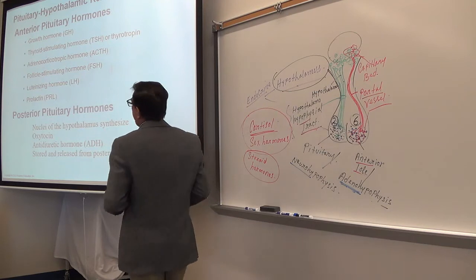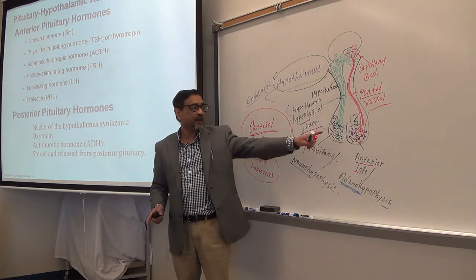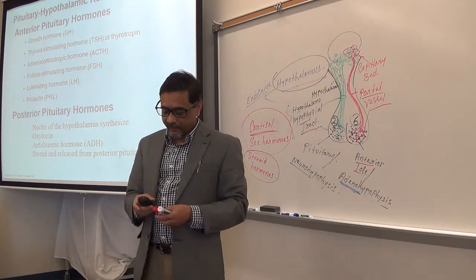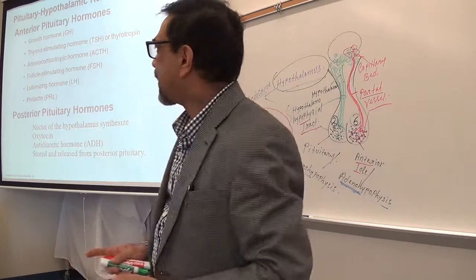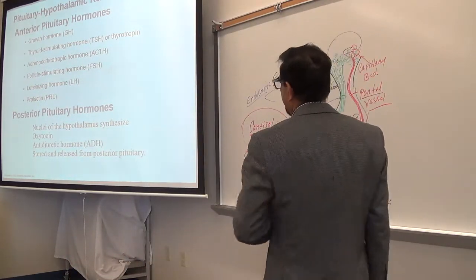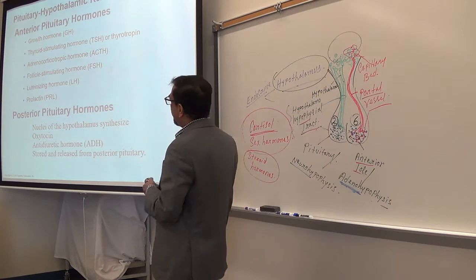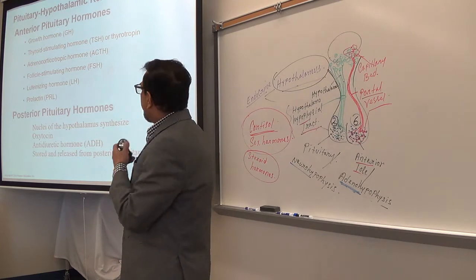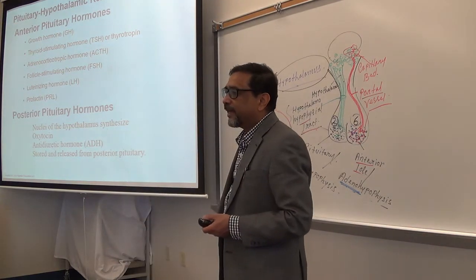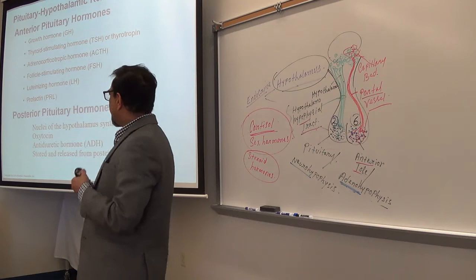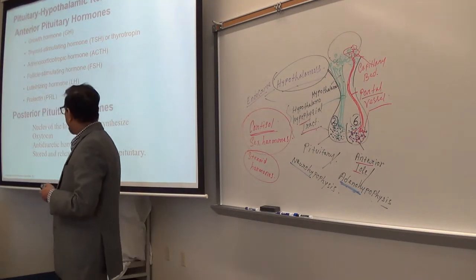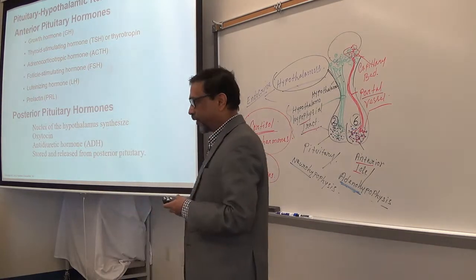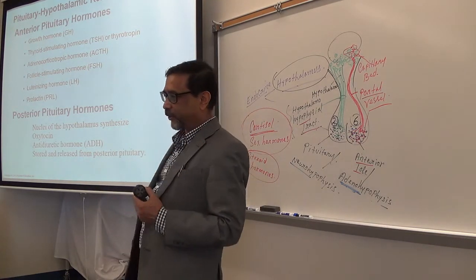Now, what are those 6 anterior pituitary hormones and 2 posterior pituitary hormones? You need to remember these names. The 6 anterior pituitary hormones are growth hormone or GH, thyroid stimulating hormone or TSH, adrenocorticotropic hormone ACTH, follicle stimulating hormone FSH, luteinizing hormone or LH, and prolactin PRL. Those are the 6 anterior pituitary hormones.